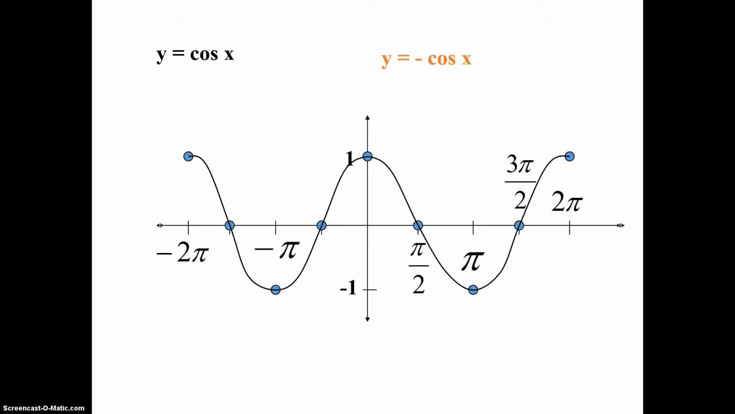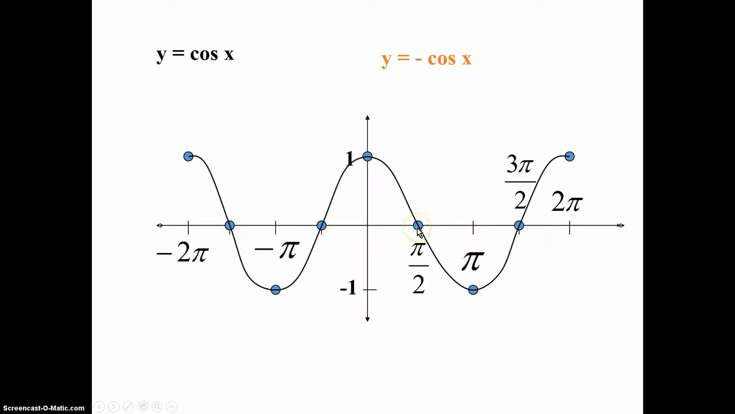Now let's go ahead and take a look at negative cosine of x. So let's apply that same concept that I used with x squared and negative x squared. We applied it to the sine wave. Now we're going to go ahead and apply it to the cosine wave. So again, each of these points here will be multiplied by a -1. So if I were to take this 1 and multiply it by a -1, I would get a -1. So my new point, instead of being here, will be here.